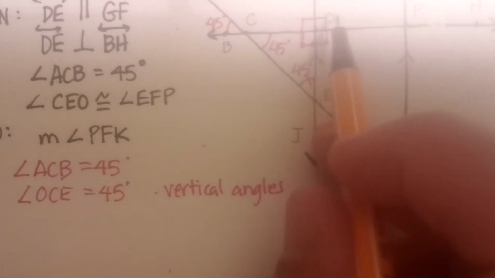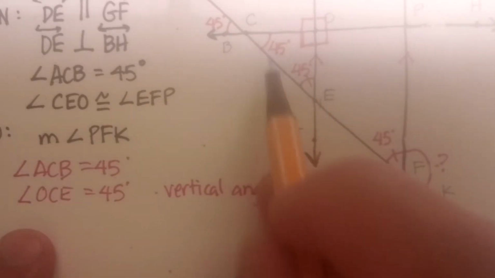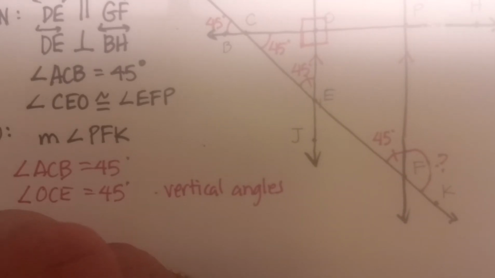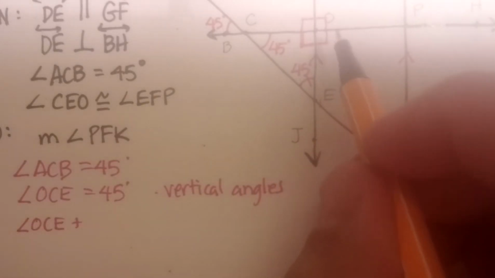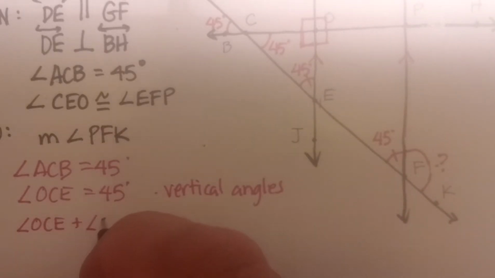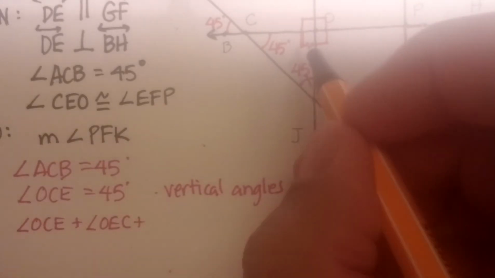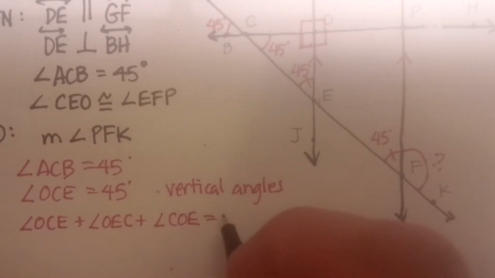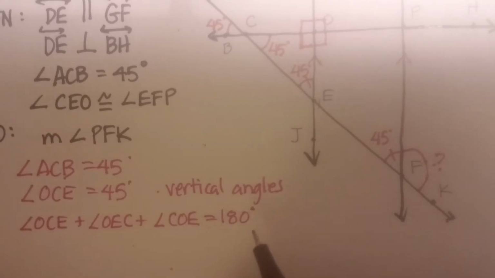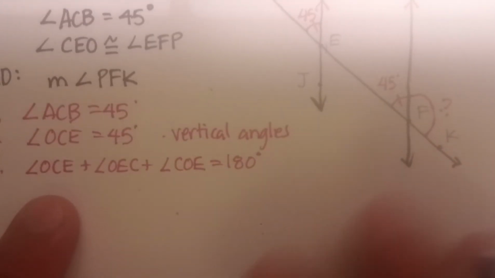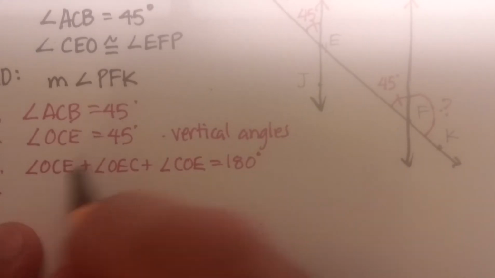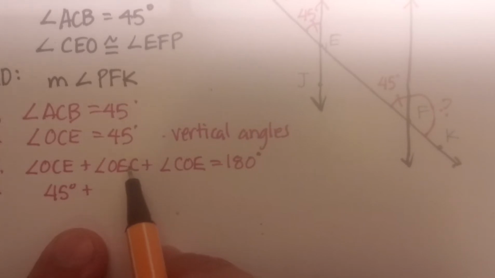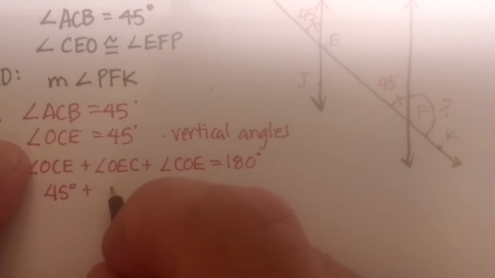Now, angle OCE is 45. This is what else I know. Angle OCE plus angle OEC plus angle COE equal 180 degrees because that's the definition of a triangle. Let's start substituting. Step 4. OCE is 45. OEC is given as 45.